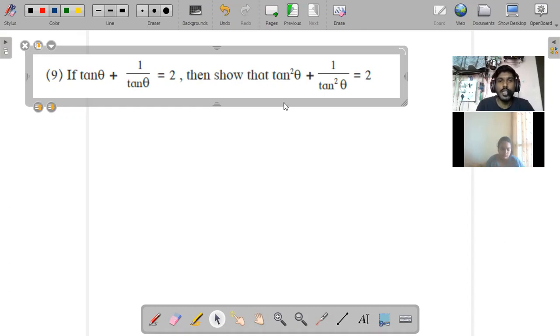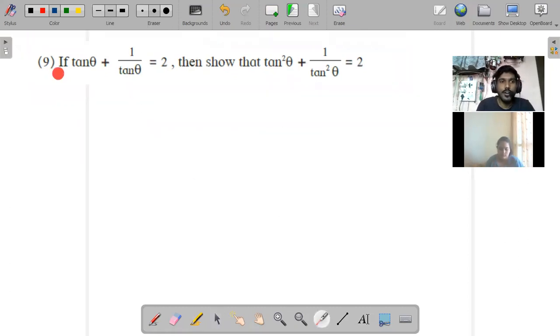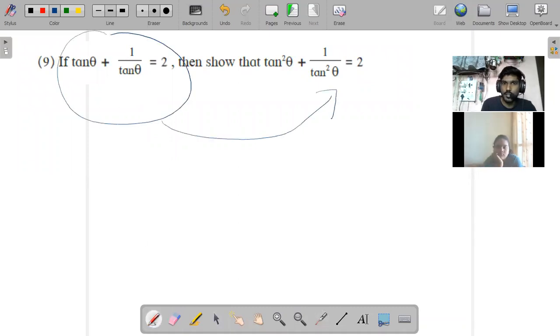Okay, so in the ninth sum, we have to show that if tan theta plus 1 upon tan theta is equal to 2, then tan square theta plus 1 upon tan square theta is also equal to 2. So this is given, and from this you have to prove this. From tan theta plus 1 upon tan theta is equal to 2, you have to prove tan square theta plus 1 upon tan square theta is equal to 2.